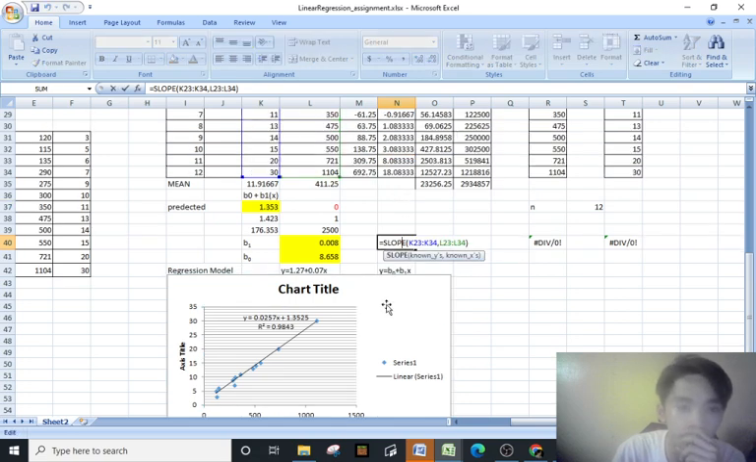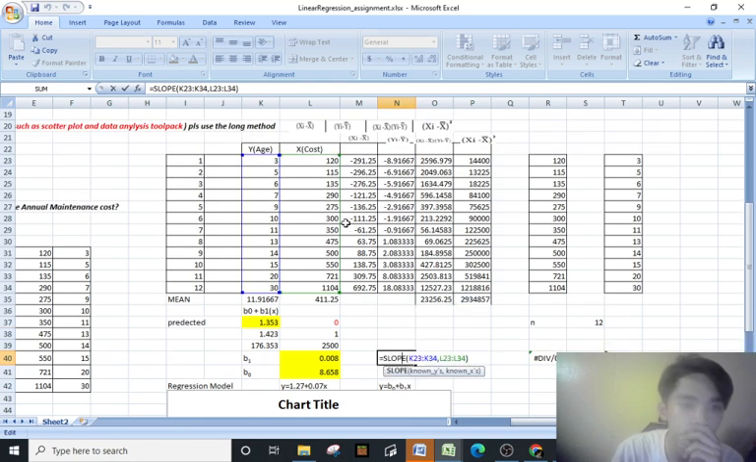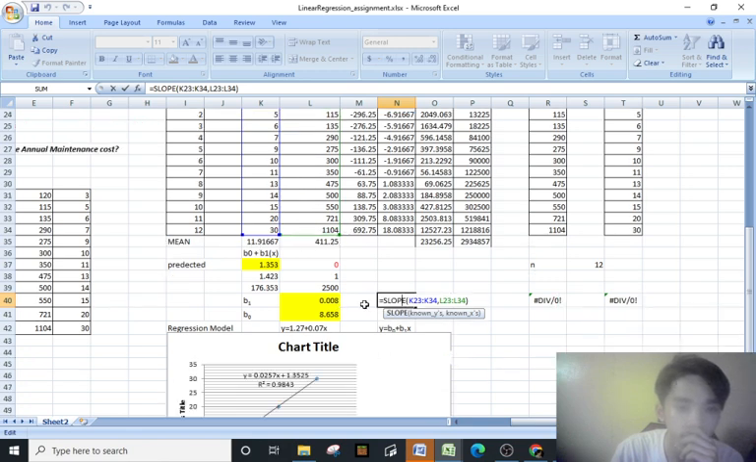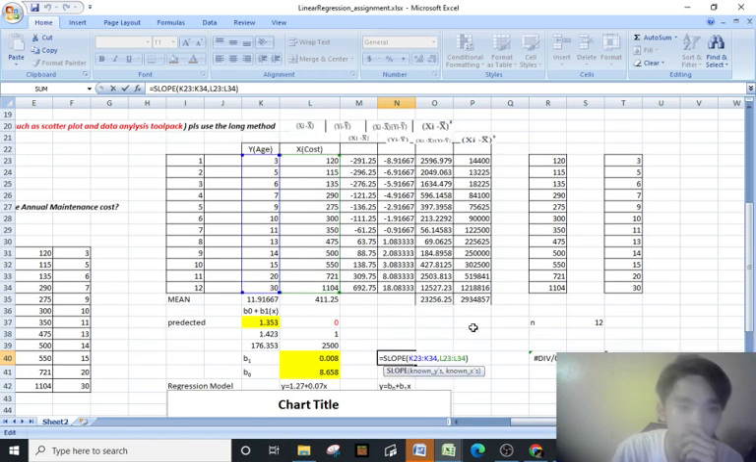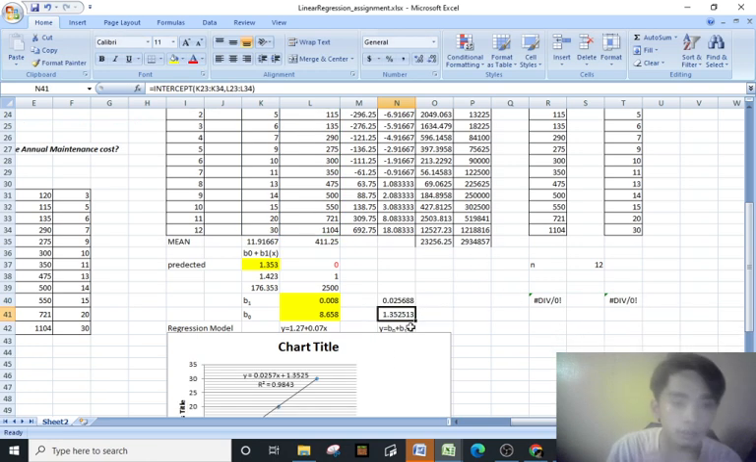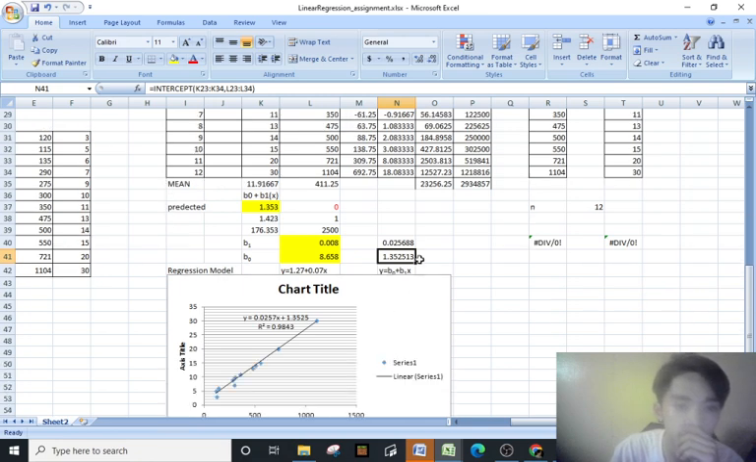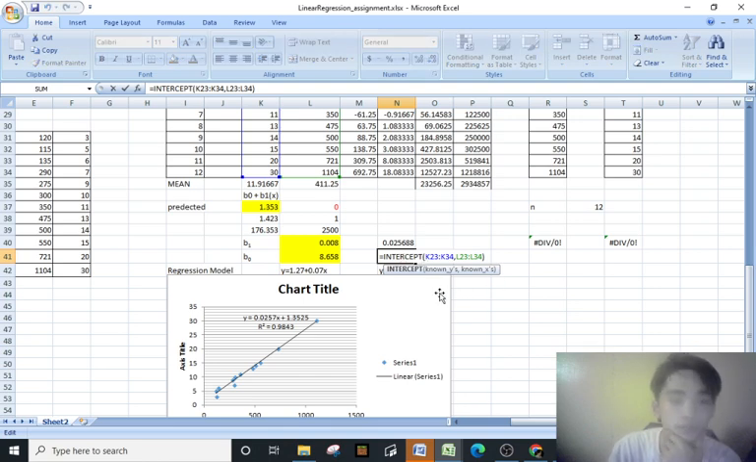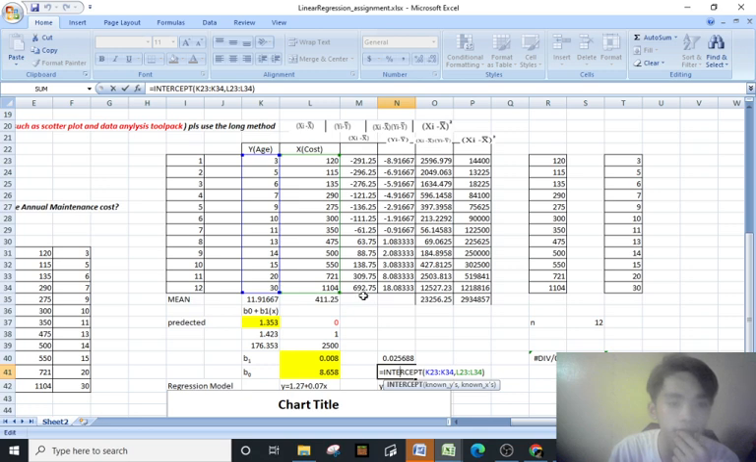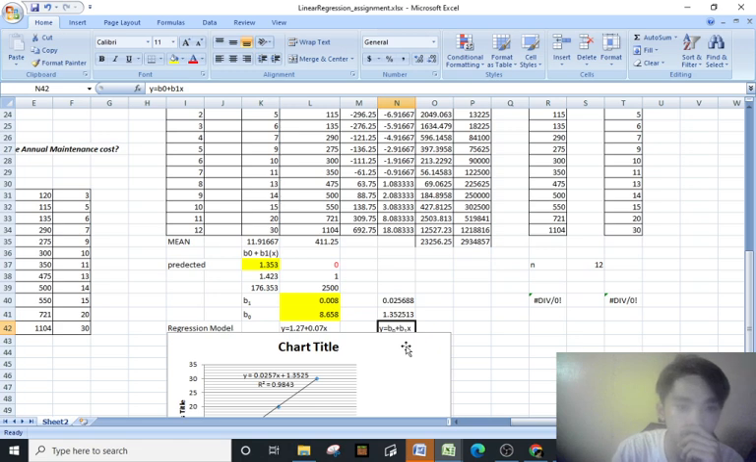So to get the first y, you need to have the slope of the two. So slope from K23 to K34, then the x cost from L23 to L34, and click enter. So also to get the intercept, you must type intercept, then click the two y and click enter.